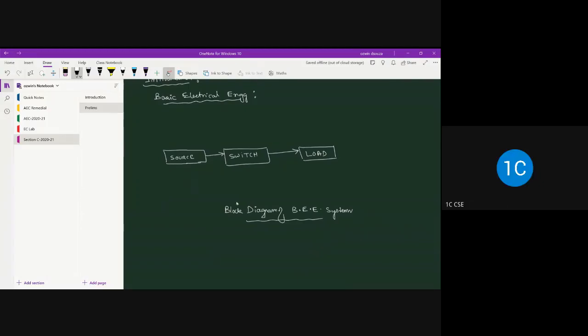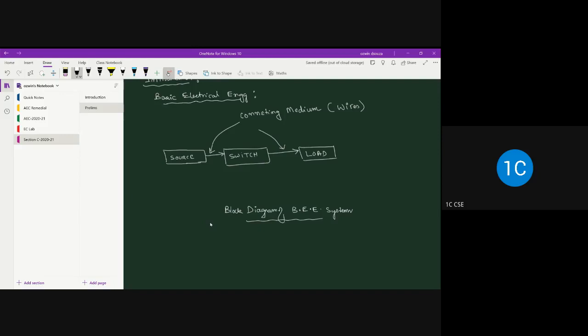Fine. So this is the block diagram. You will have a source, you will have a load, and source and load are connected with a controlling mechanism such as a switch. Everything is connected with the help of a connecting medium. All these three devices communicate with each other with the help of the connecting medium. These connecting mediums are nothing but wires, made up of copper or aluminum. So this is the basic block diagram of a basic electrical engineering system.